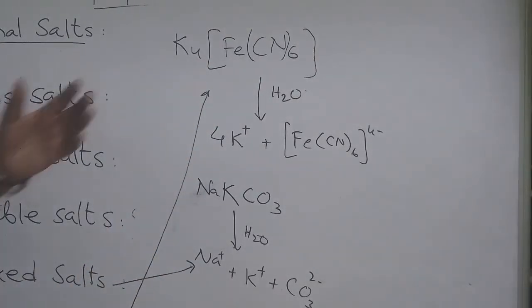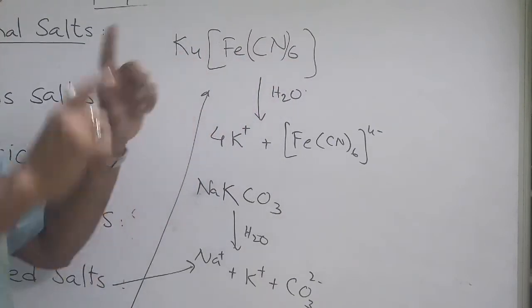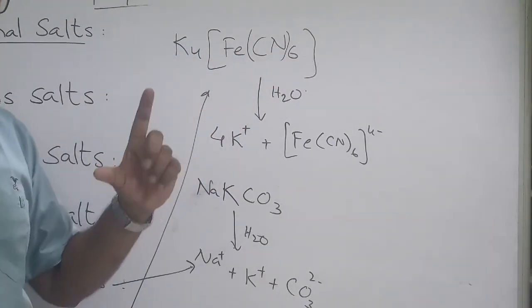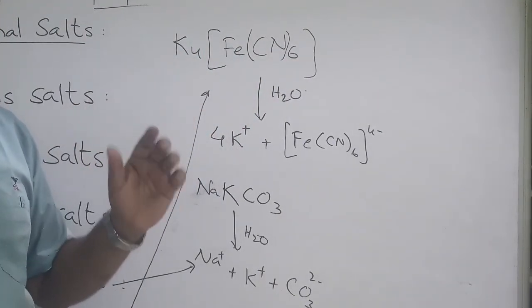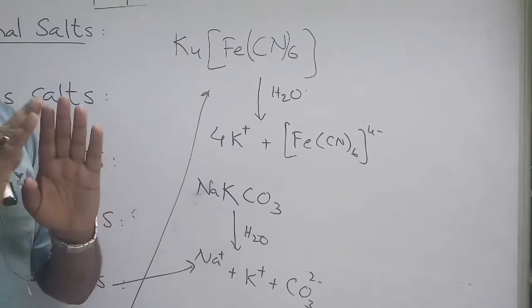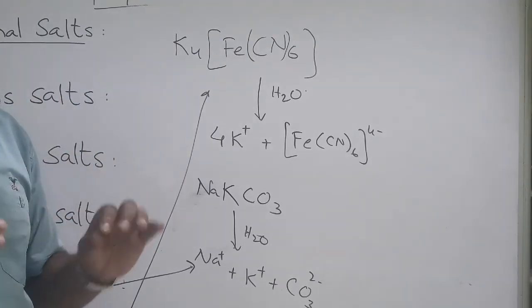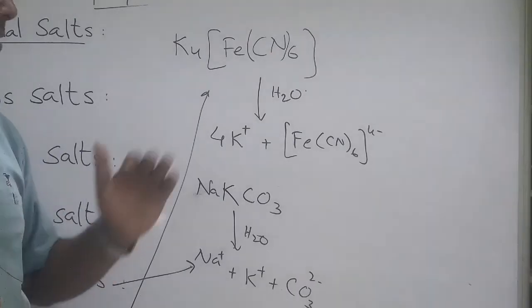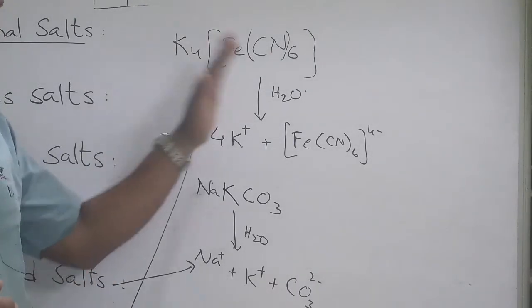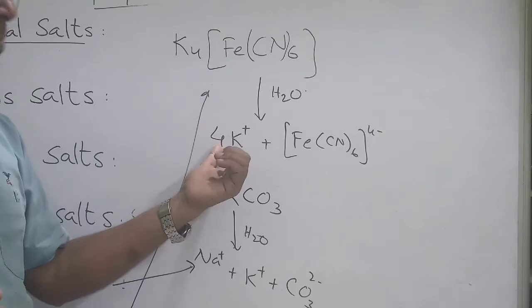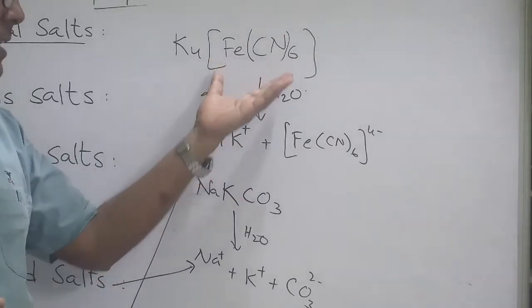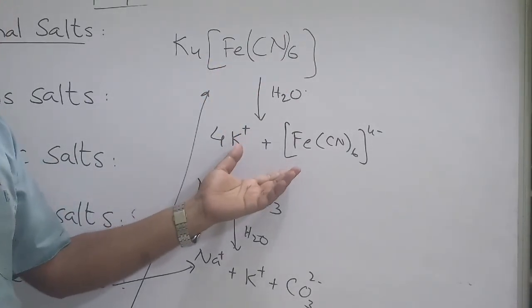In a complex salt, the coordination entity, which is within the third bracket, will not break up into constituent ions when added to water. But whatever is present outside the third bracket would be ionizing, while within the third bracket it won't be ionizing.